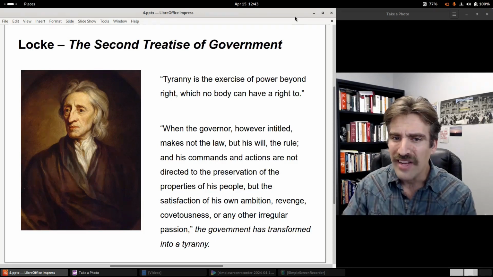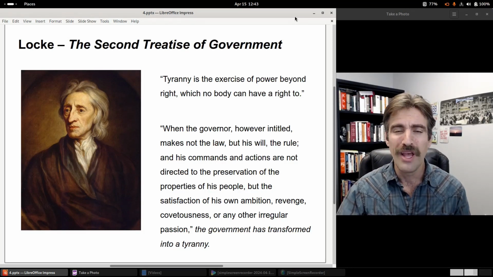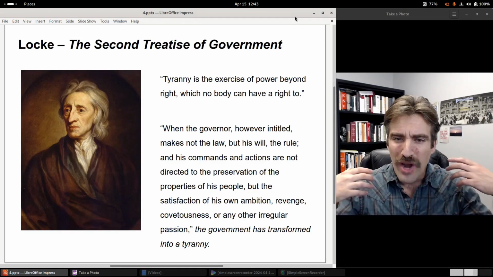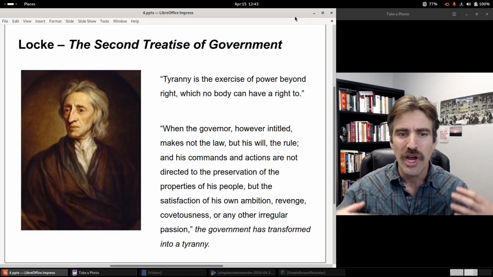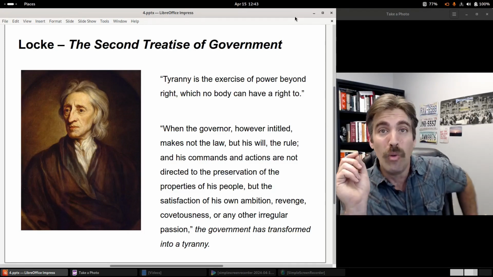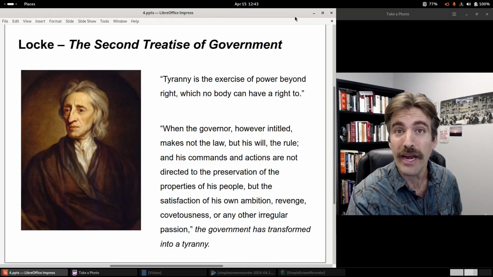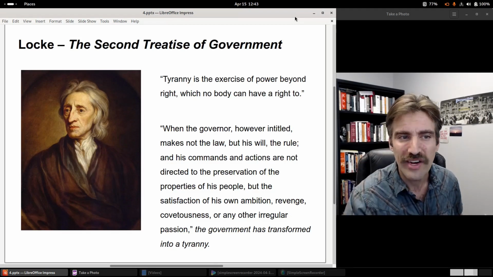And his commands and actions are not directed to the preservation of the properties of his people, but the satisfaction of his own ambition, revenge, covetousness, or any other irregular passion. Once you've reached that point, you're looking at a tyranny. Classical tyranny.